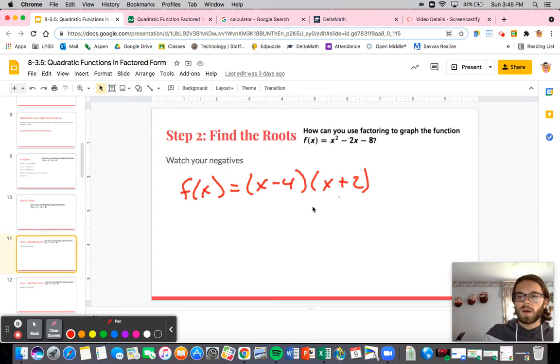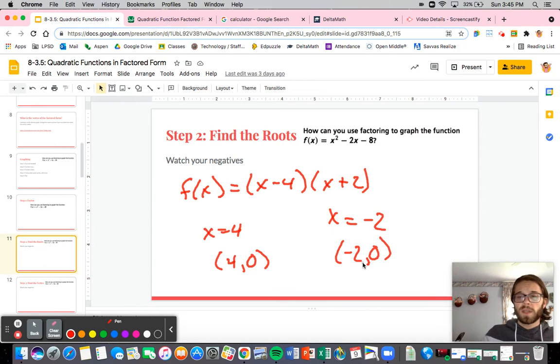Based on what we know, when you have a minus, that is just the root. So you have this, right? You have x equals 4. And here, this is the opposite, so it's x equals negative 2. So look at that. You have 2 points.